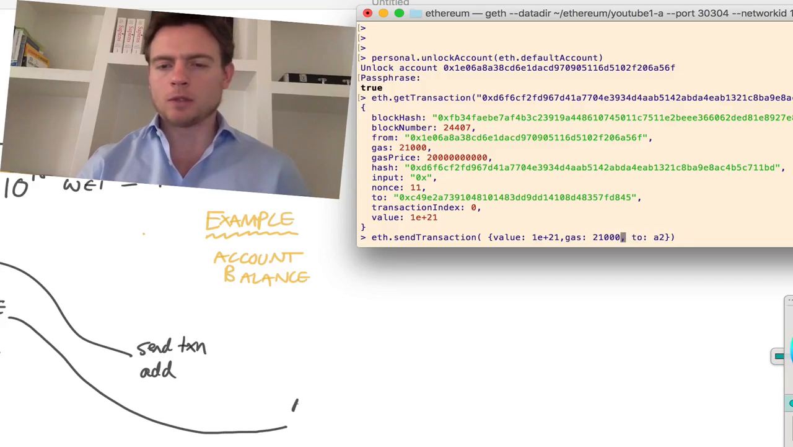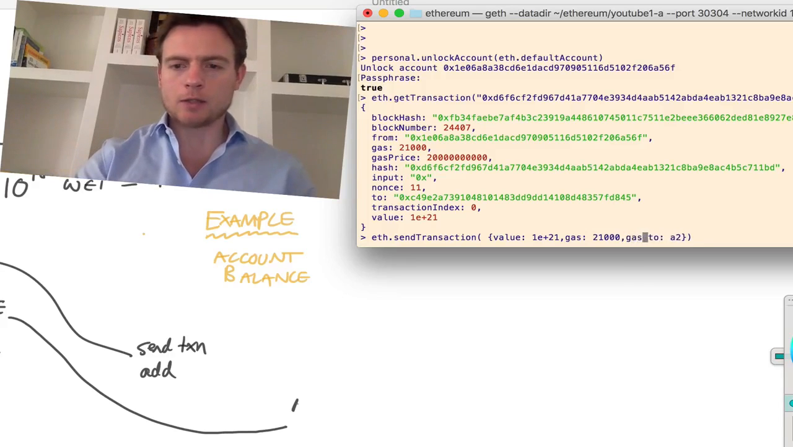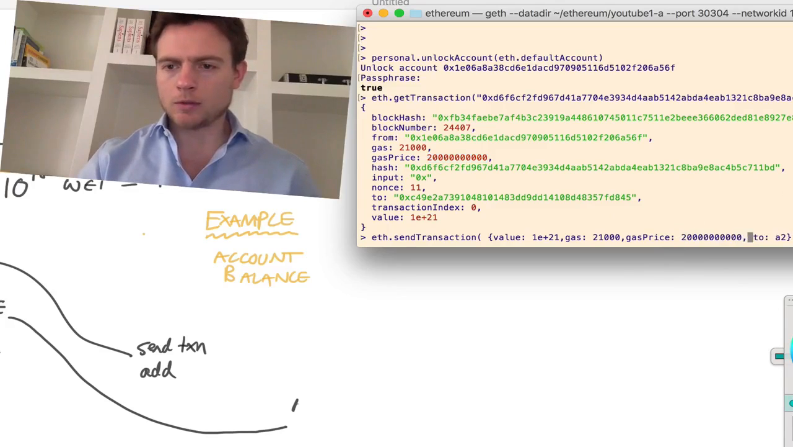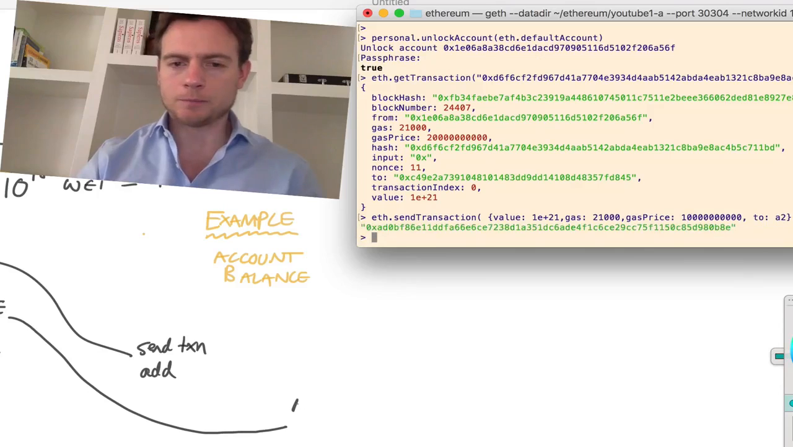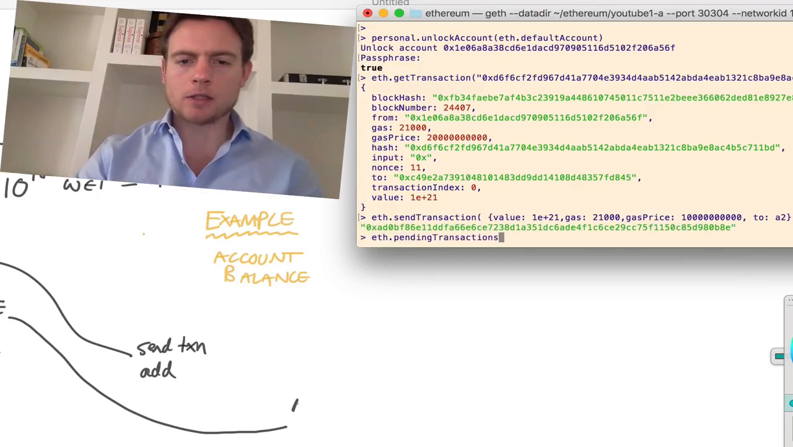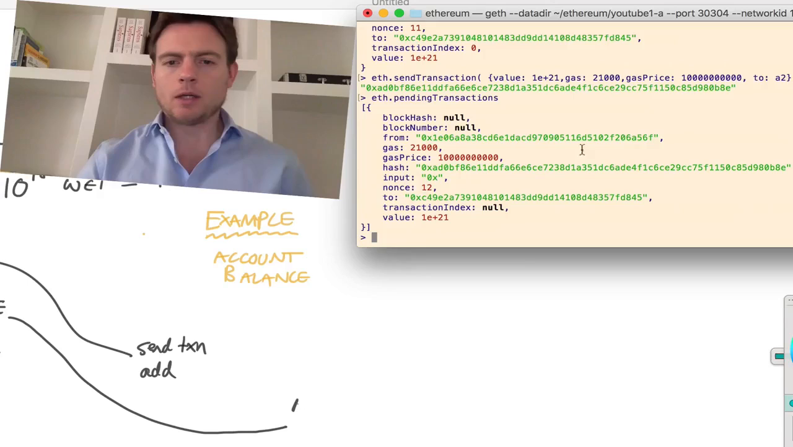So we're going to do the same amount of gas, but we're going to specify a gas price, and instead of this amount, we're going to be really stingy, and we're going to reduce that by half, right? Now, let's have a look at the pending transactions. So now we've got our transaction, still sending from the same address to the same address.